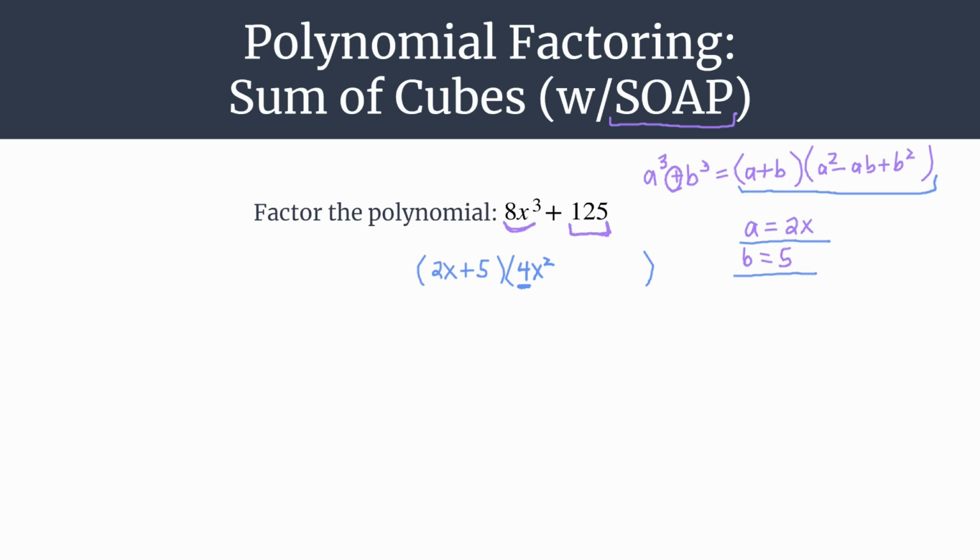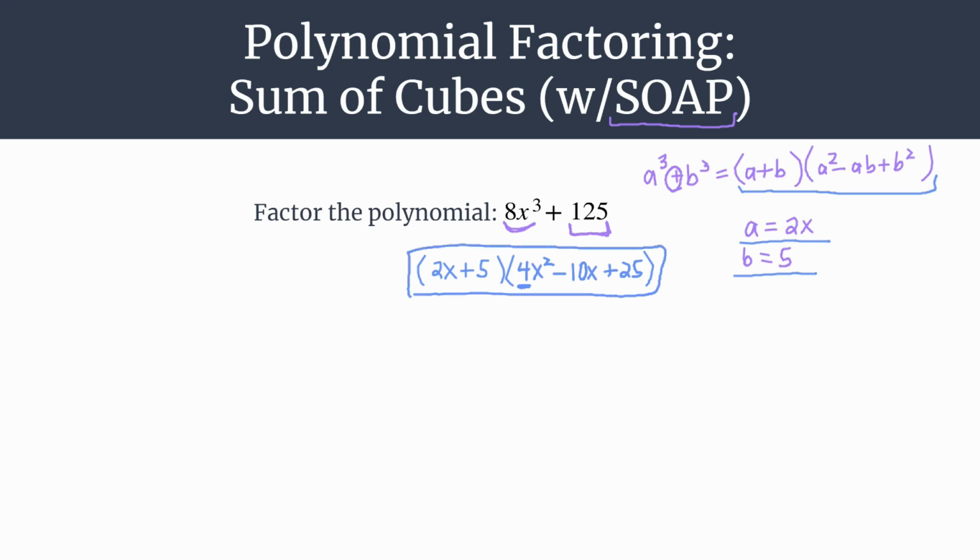All right, so we have a squared and then minus a times b, so 2x times 5 gives 10x. And then plus, because of the always positive, b squared, so 5 squared is 25. And here we have factored our sum of cubes polynomial.